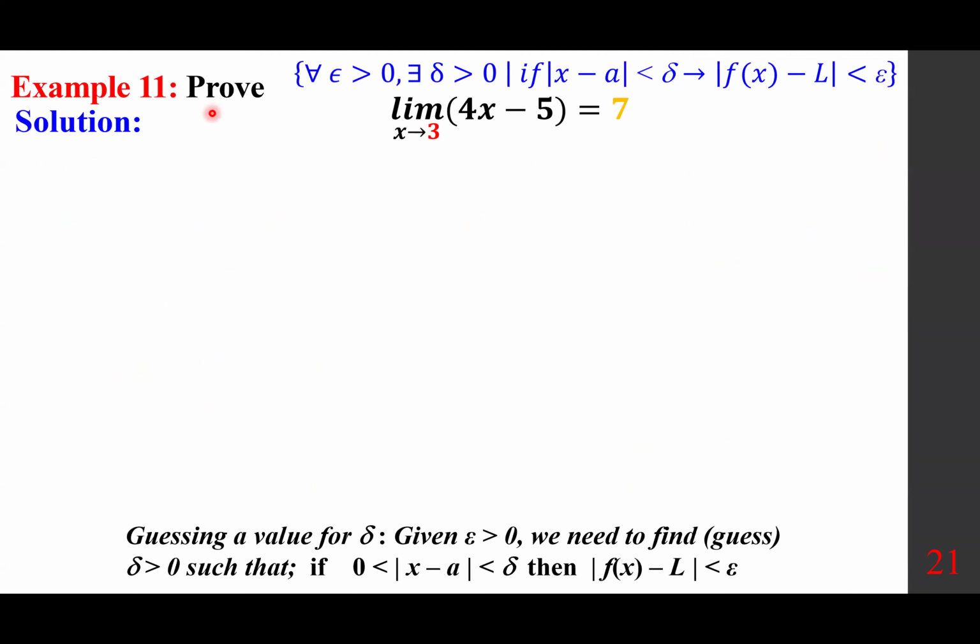Now, prove that the limit of 4x minus 5 as x approaches 3 equals 7. This is the precise definition. Remember, we basically plug in 4 times 3 minus 5 equals 7, and if it works out, it works out. But as far as the precise definition, just to give you an idea, I like to go with this format that I have.